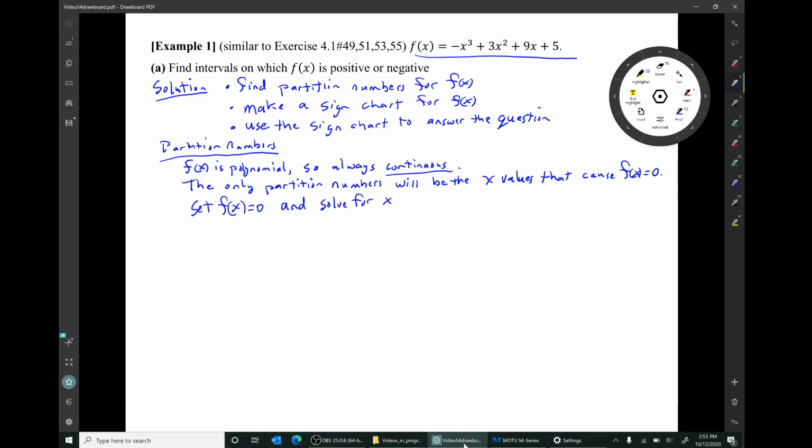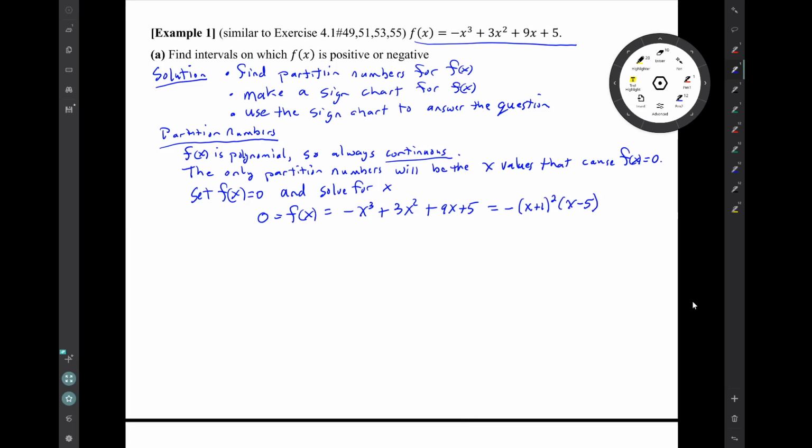So I'm going to turn that equation around. Now it turns out that this function can be factored in the following way. Now, how do we get that factorization? Well, that's a subject for a prerequisite course. I will point out that anytime you have a factorization, it's worth checking.